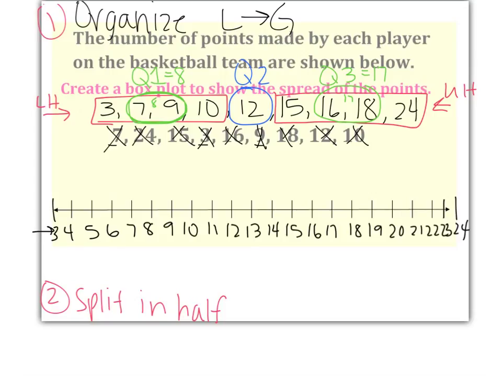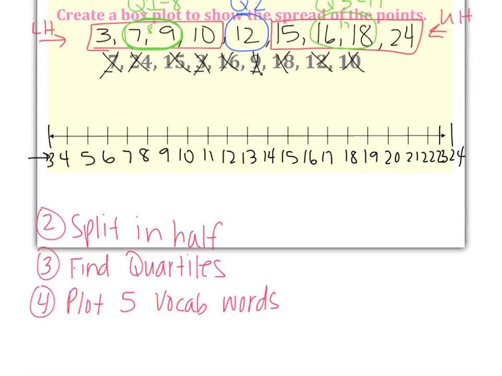Alright, now that I have all my numbers there, we're going to plot each of our vocab words. Again, I'm going to write down my steps down here because I have not been doing that as I've gone through this. As you see down here, step 3 was find the quartiles, which we already have done. And now we're going to plot our 5 vocab words.